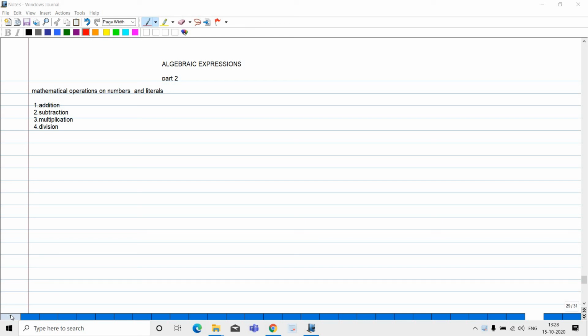So now I'm going to start this chapter. First one, mathematical operations on numerals and literals, or variables also we can say. Numbers, literals are also called variables. Mathematical operations on numbers and variables.